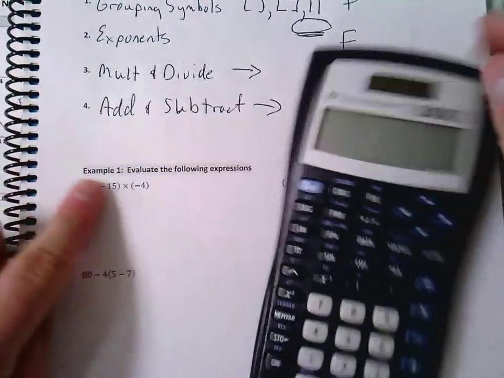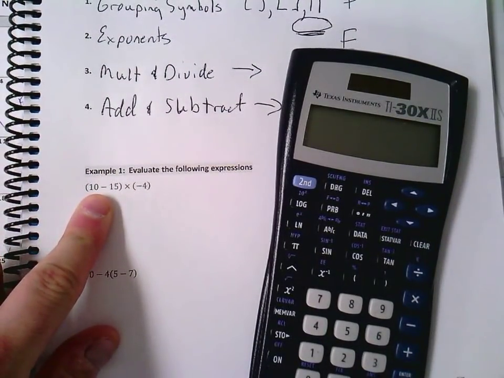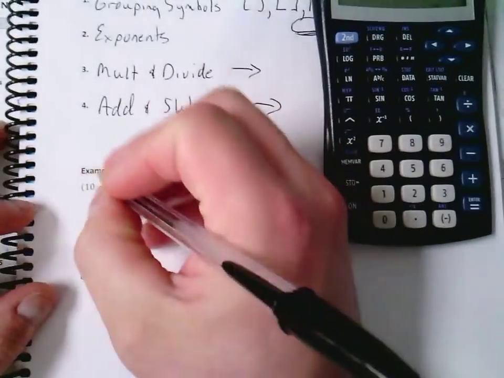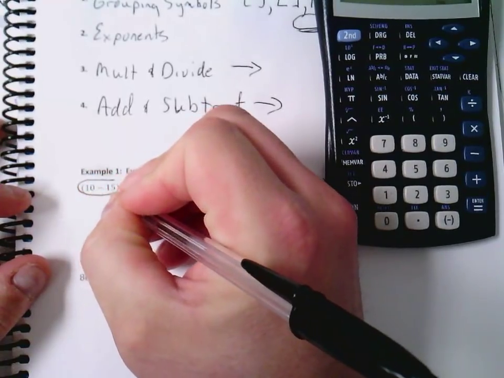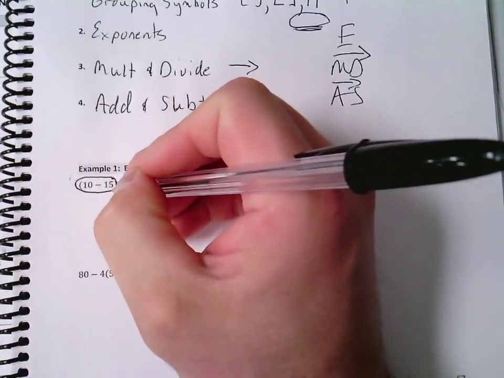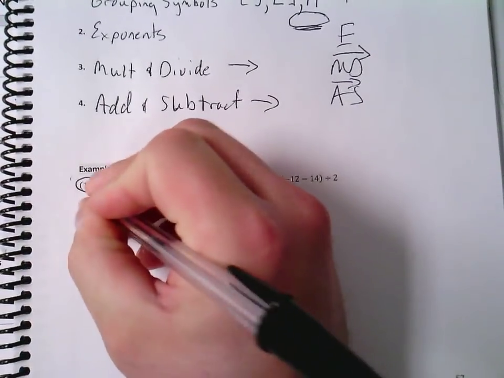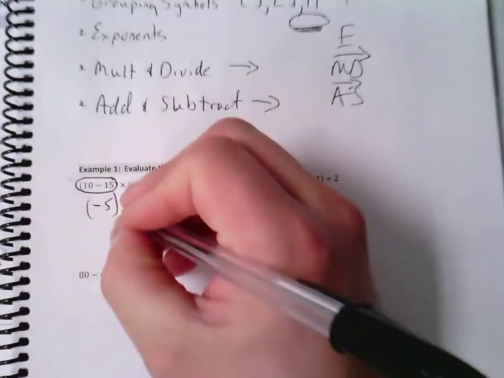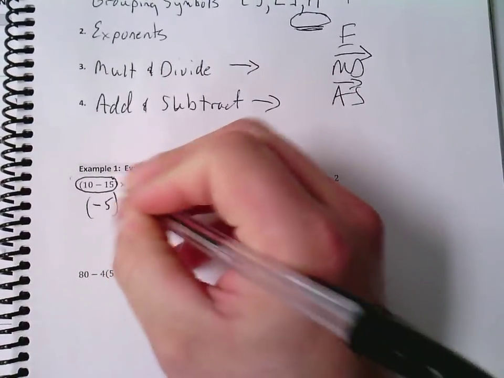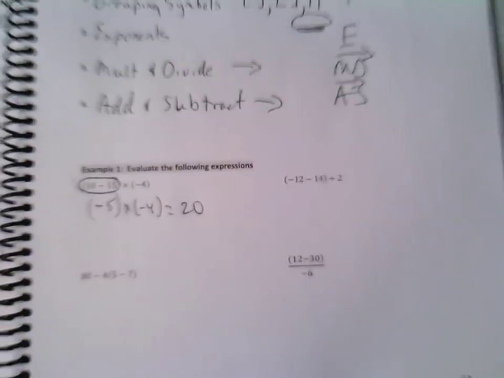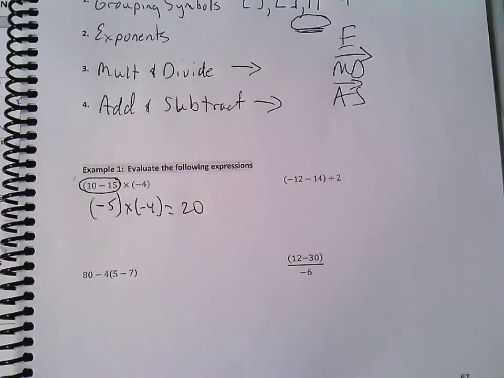Because yes, you could plug this entire problem in your calculator and get the correct answer. But you have to be able to show your work. So this is how you show your work. I want to see the steps that you're taking. So first thing is you have an operation inside parentheses. So I would do 10 minus 5 first. Really shouldn't need a calculator for that. Combine a positive 10 with a negative 5. It's equal to a negative 5. And then you have a negative 5 times a negative 4 equals positive 20. Remember, a negative times a negative is a positive.